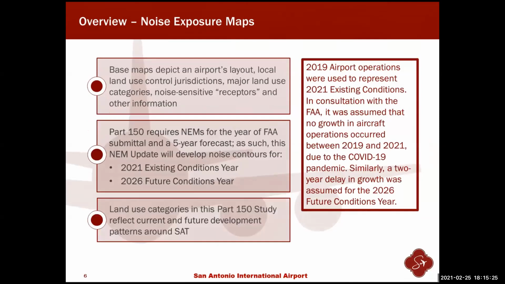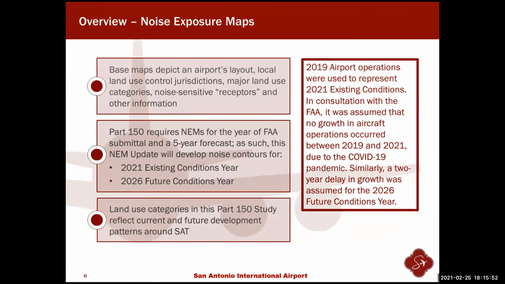Base maps depict an airport's layout, local land use jurisdictions, major land use categories, noise-sensitive receptors, and other information required by 14 CFR Part 150. All land uses outside the DNL 65 contour are deemed by the FAA to be compatible with aircraft noise. 14 CFR Part 150 requires NEMs for the year of submittal to the FAA and a 5-year forecast.